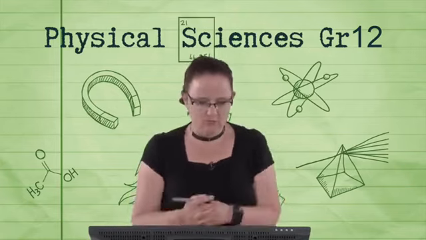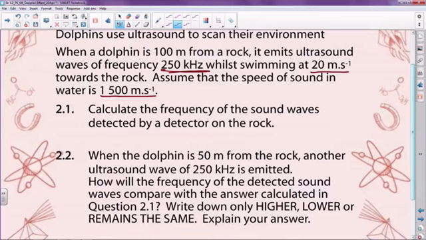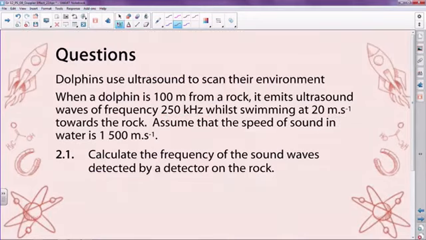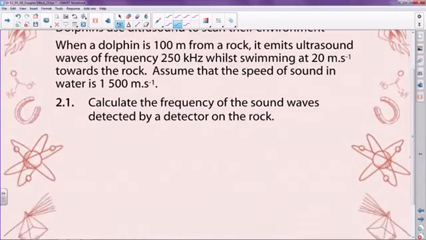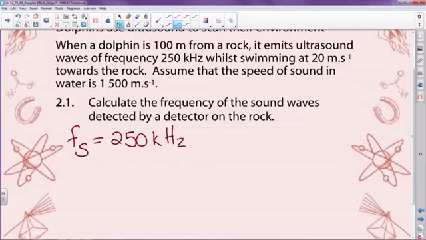So we've got our question which says a dolphin is 100 meters from the rock, emits a wave of frequency 250 kilohertz while swimming, assume the speed of sound. So the first thing they ask us to do is to calculate the frequency of the sound waves detected by the detector. So what we have here is the frequency of the source is 250 kilohertz. Now remember, we can't work in kilohertz. That means we times by 1,000. So it's 250, and I like to work in scientific notation, so we times by 10 to the 3. That's times by 1,000 hertz.